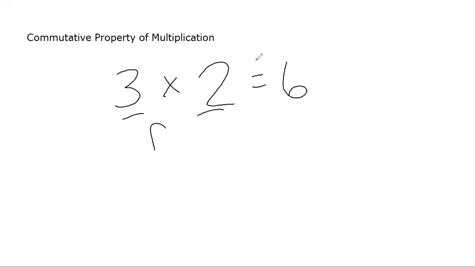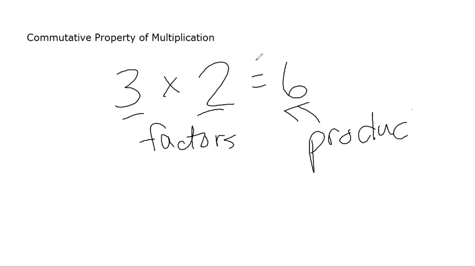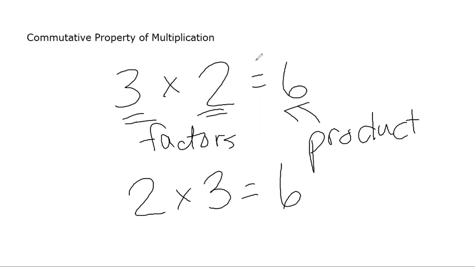3 and 2 are my factors, and 6 is your product. That's your answer. Now, 3 and 2 are my factors. With the commutative property, it states that if I change the order of my factors, which means instead of 3 times 2, I have 2 times 3, I'm still going to get the answer of 6.